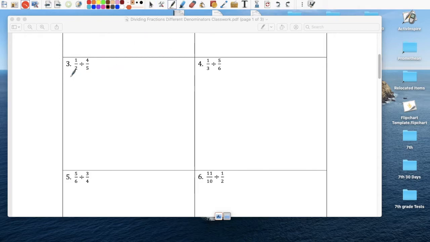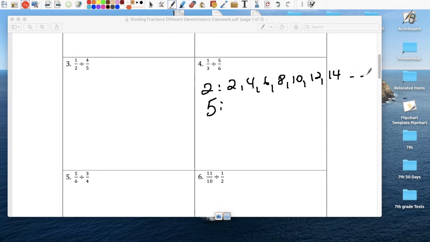So the LCM between 2 and 5. And again, another way of doing LCM, you can do it like this. List of multiples, the times table. 2, 4, 6, 8, 10, 12, 14, and go on and on. 5, 10, 15, 20. And you'll notice that a 10 shows up in both lists of multiples. So the 10 is our smallest, least common multiple.